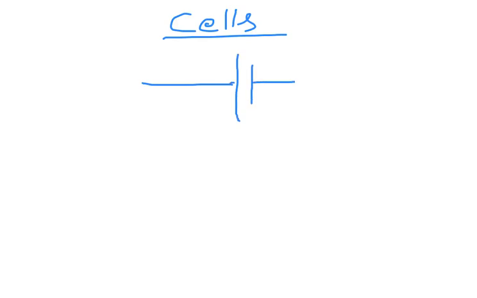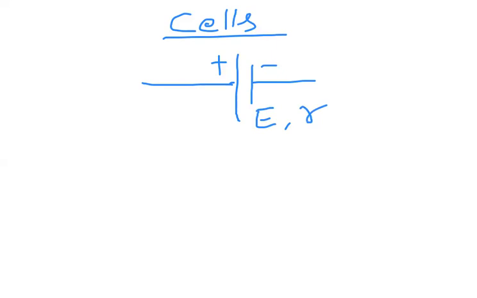In today's class, we are going to discuss cells. So, our today's topic is about cells. Now, the cell is nothing but, in simple language, a battery. It has two terminals. One is the positive terminal, the other one is the negative terminal. And every cell will have two things. One is EMF, the other one is internal resistance.